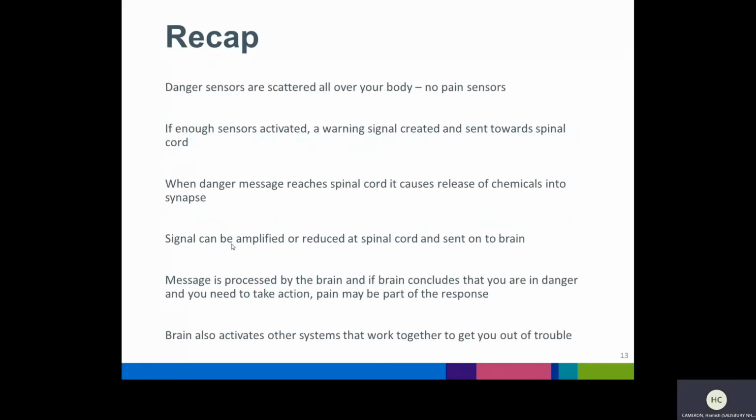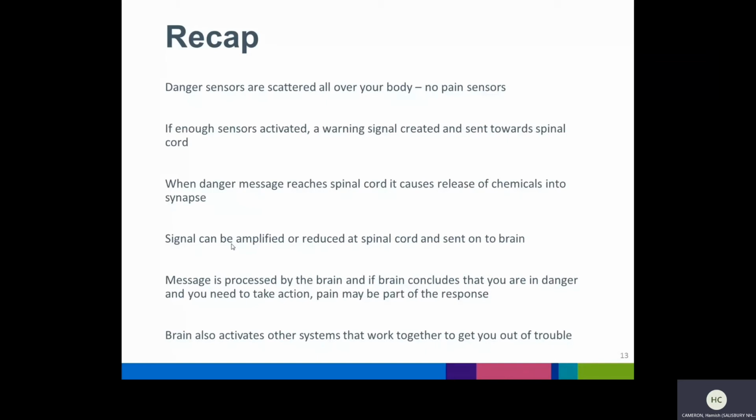So as a recap, the danger sensors are scattered all over our body in different concentrations. Some areas will have a high level of danger sensors, other areas will have a lower level of danger sensors. If enough sensors are activated, that generates this warning signal that's sent up towards our spinal cord. When it reaches our spinal cord, it causes a release of chemicals into that gap, and then that signal can be amplified or reduced, and then that message is sent up to our brain.